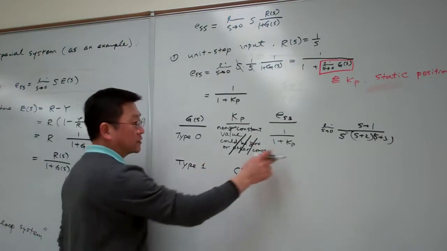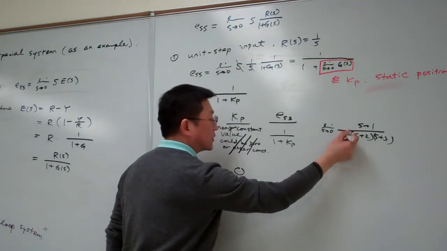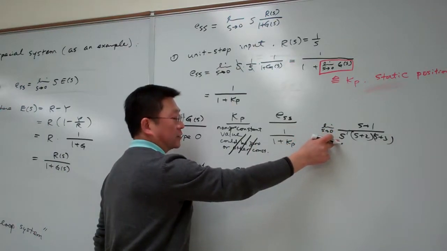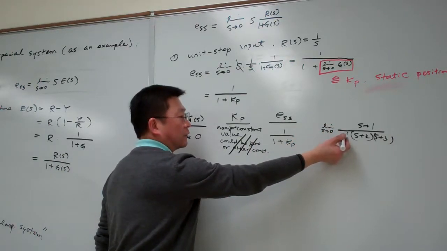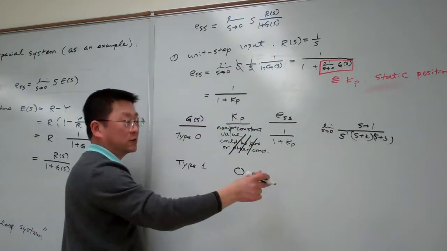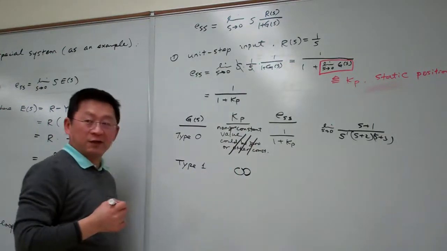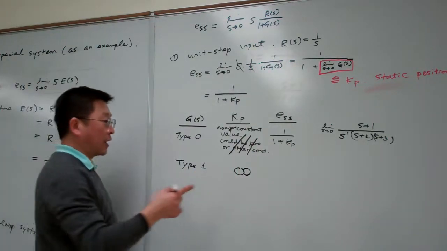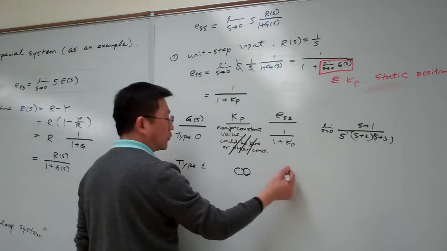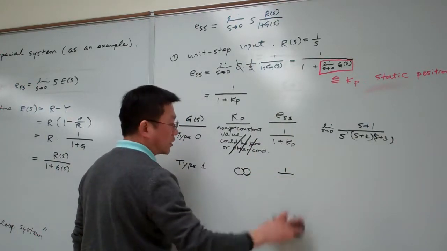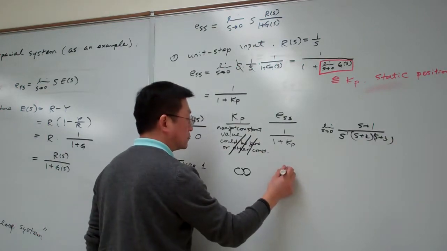For a type 1 system, it is like this. For a type 1 system, Kp by definition is like this. We have something divided by 0 in the denominator because s is approaching 0, so Kp goes to infinity. In this case, ESS is 1 divided by 1 plus infinity, which is 1 divided by infinity, and this is 0.